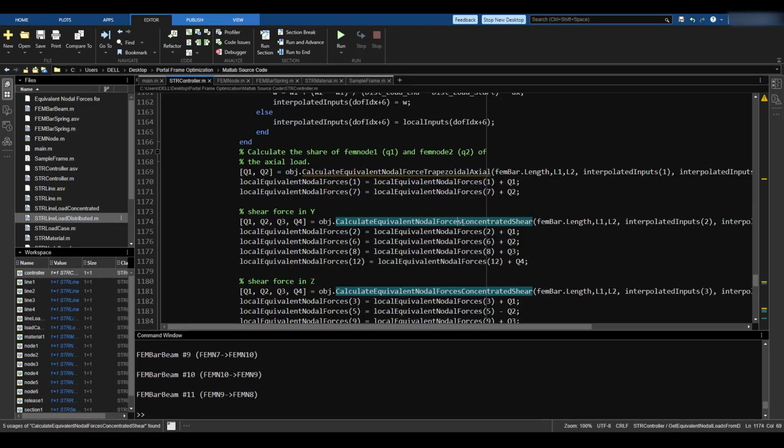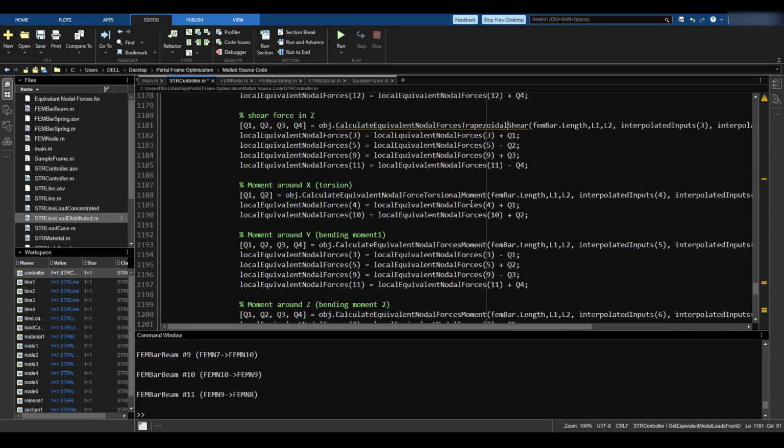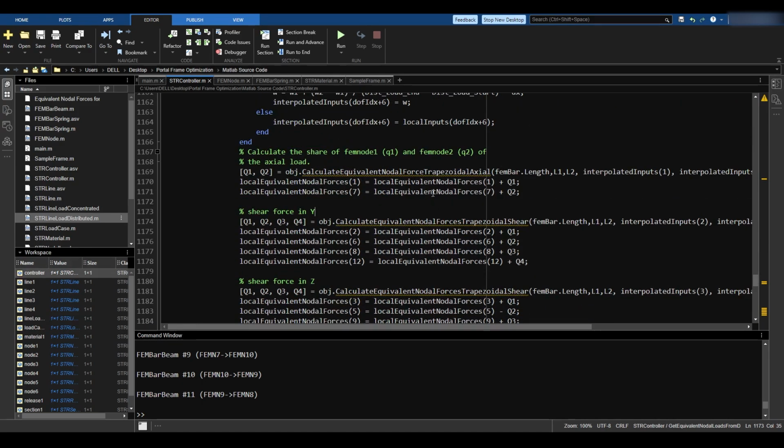Let me just say here, instead of concentrated, it's trapezoidal shear. And here, this is again trapezoidal shear. That here is trapezoidal torsional moment. And this is trapezoidal moment. And that's trapezoidal moment. Yeah, that should be the case. Okay, so let's start with the easiest one, which should be the trapezoidal axial.